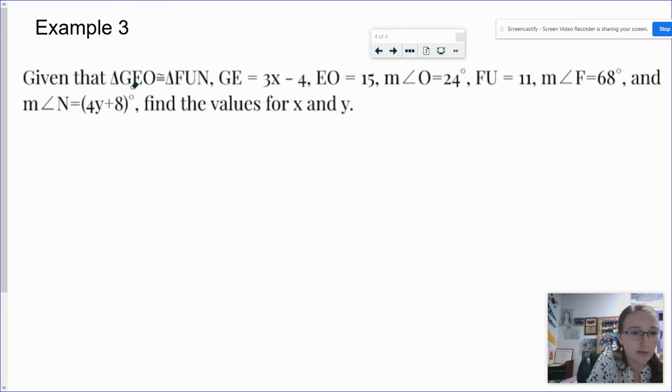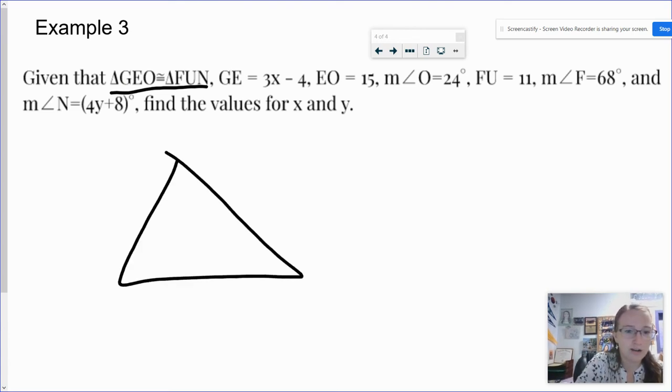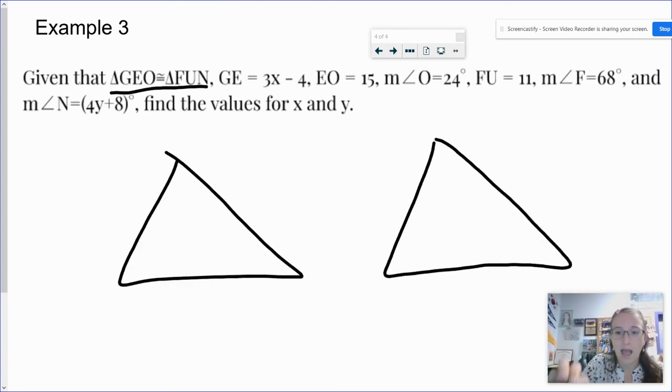So I'm going to go ahead and draw this. They don't need to be any special way. Here's one triangle, here's another. However, I do have to label them in the same order. G, E, O, it doesn't matter where I put G and E and O. I'm going to go ahead and choose to put G here, E here, and O here.